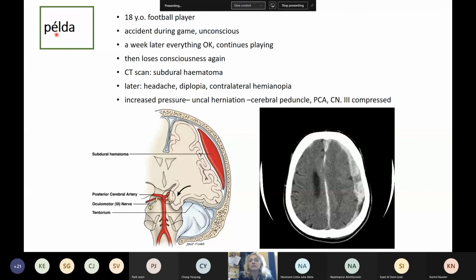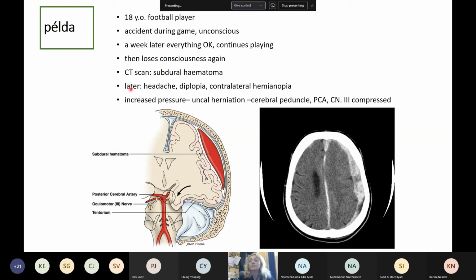Here is another example. An 18-year-old football player had an accident, became unconscious. A week later, he was okay and continued playing, but then lost consciousness again. And he had a subdural hematoma. And this subdural hematoma led some time later to diplopia, contralateral hemianopia.